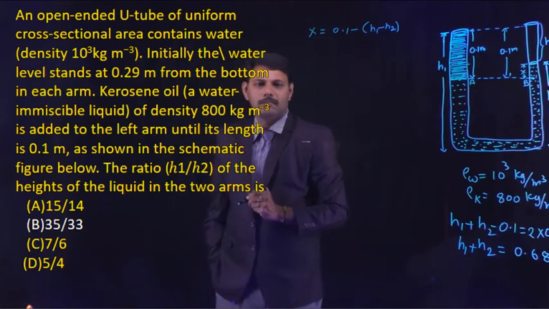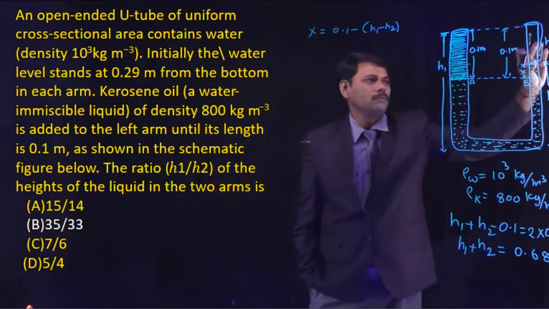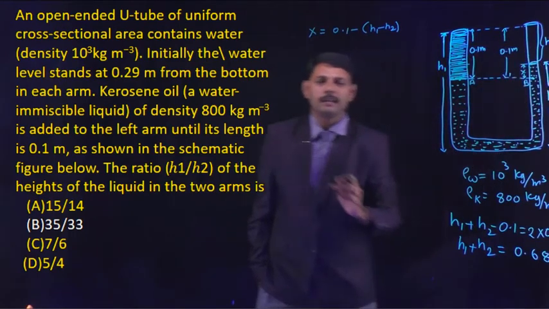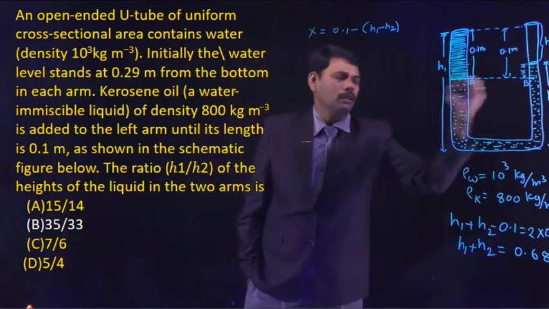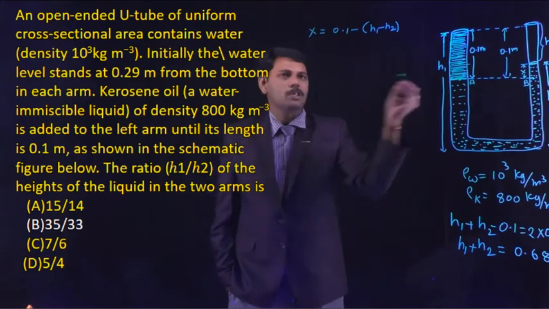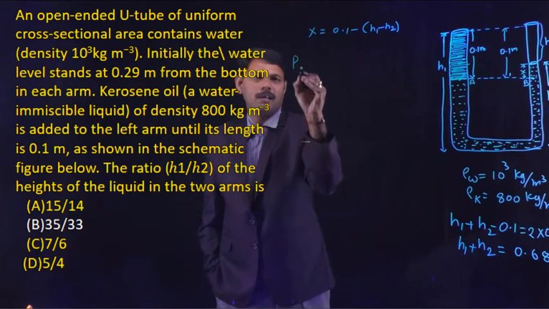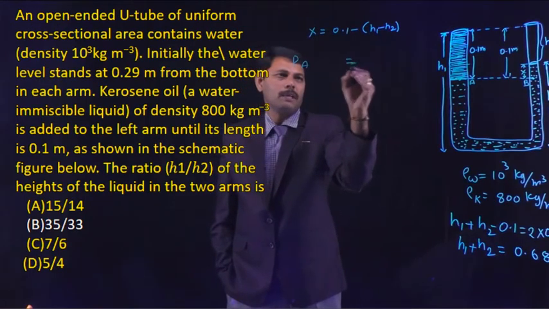0.1 minus (H1 minus H2) is the value of X, the water column height. Then at the same level in the given U-tube, the pressure must be the same. So equate that equation: pressure at A equals pressure at B.